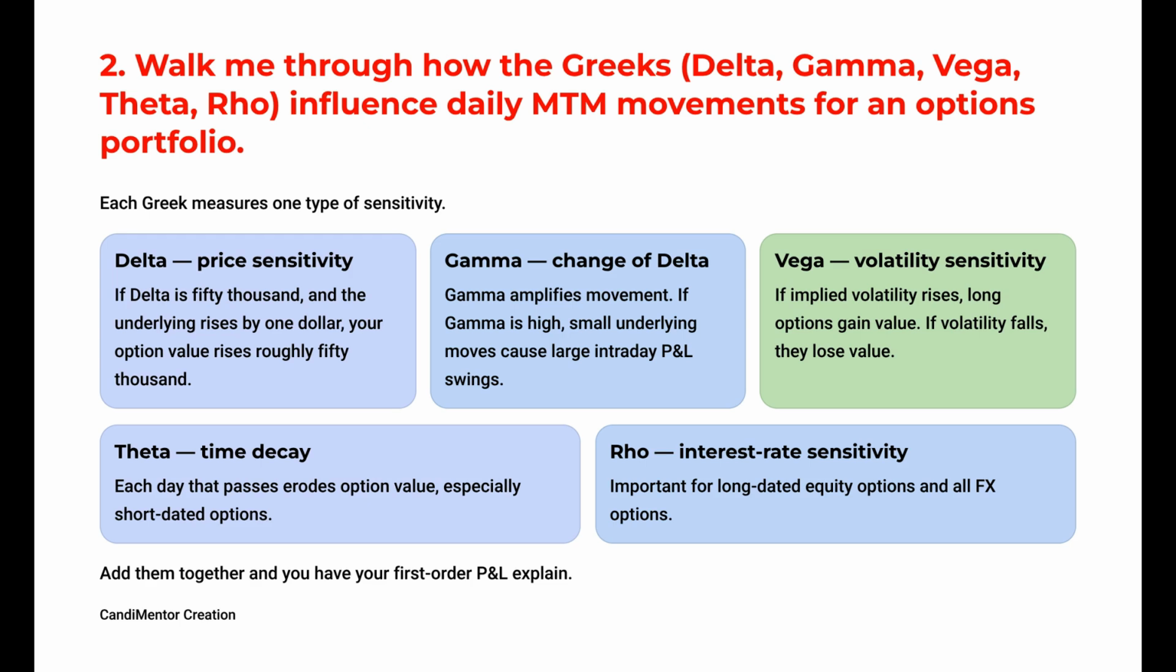Vega, volatility sensitivity. If implied volatility rises, long options gain value. If volatility falls, they lose value. Theta, time decay. Each day that passes erodes option value, especially short-dated options. Rho, interest rate sensitivity. Important for long-dated equity options and all FX options. Add them together, and you have your first-order P&L explanation.